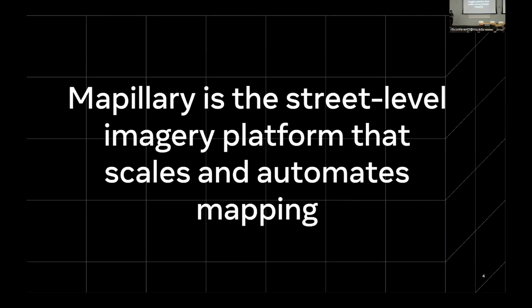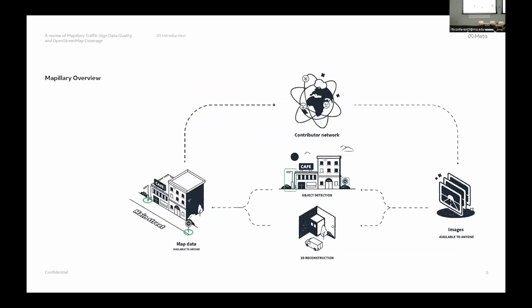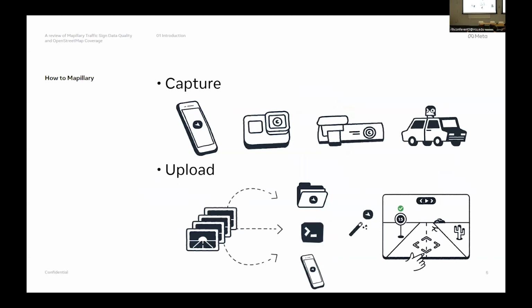And simply, Mapillary is a street-level imagery platform that scales and automates mapping. And we have a contributor network and partners, and they're uploading imagery to Mapillary, and then we run object detection and 3D reconstruction from those images, and then we are extracting map data.